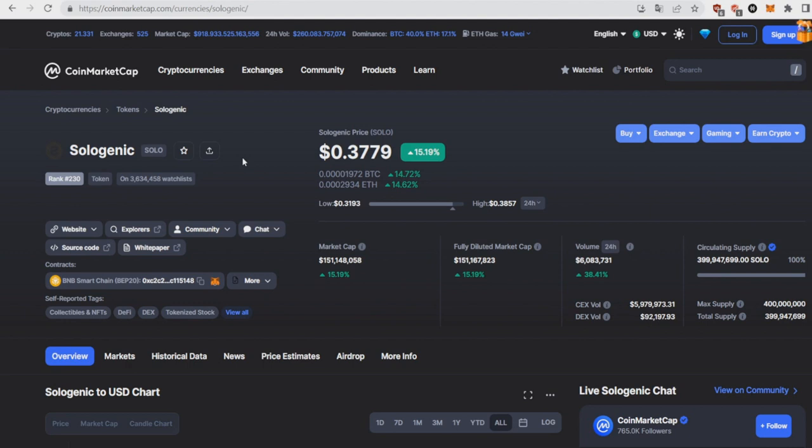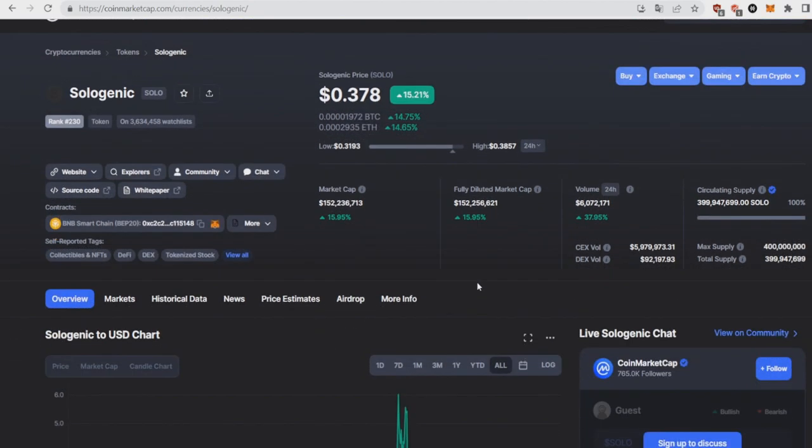But for now, let's start this video with the first token of today's list. The first token of today's list is Sologenic SOLO token, currently sitting at a price around 38 cents with a market cap of 152 million and a fully diluted of 152 as well. So this is not a big coin, it's rather a small coin, so it can have a lot of potential.